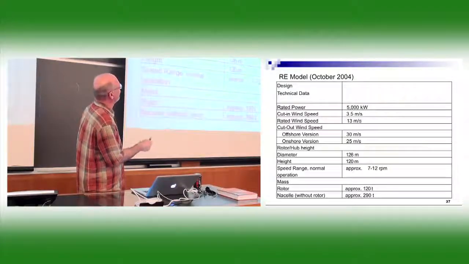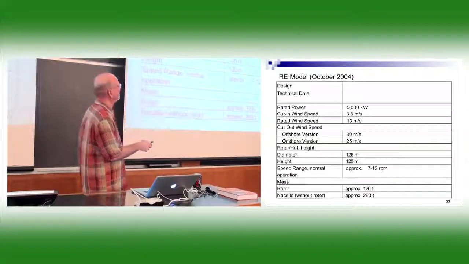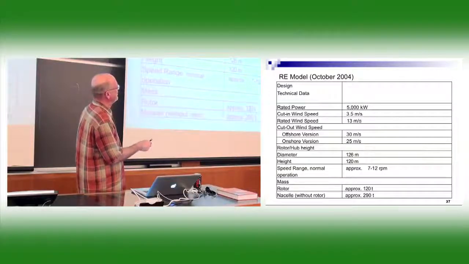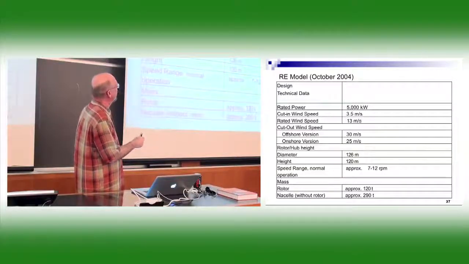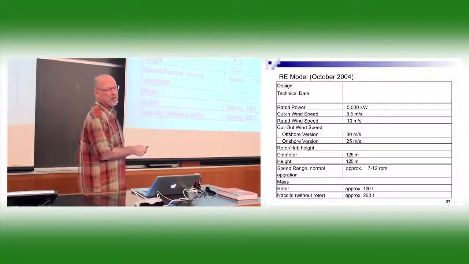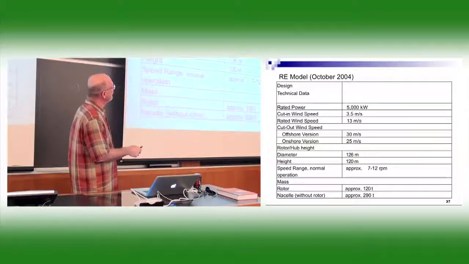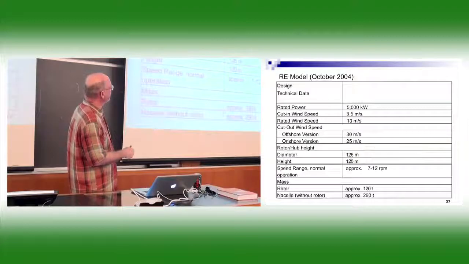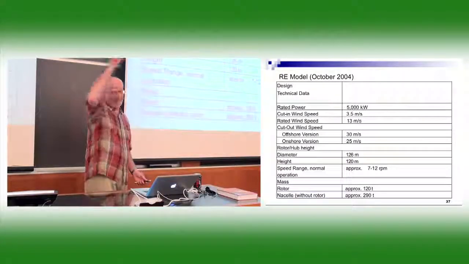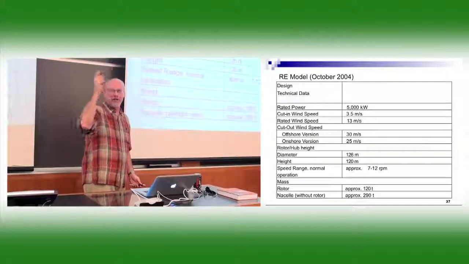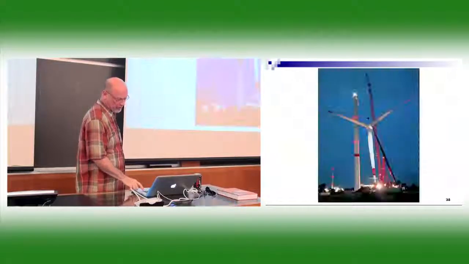There's an offshore version they put out on the pilings. It cuts out at 30 meters per second. That's pretty hot. And there's an onshore version at about 25. It's 126 meters in diameter, with a height of 120 meters. So you can kind of picture what that is, right? It runs at about 7 to 12 RPM. Once again, it takes quite a while for that thing to turn through one revolution.